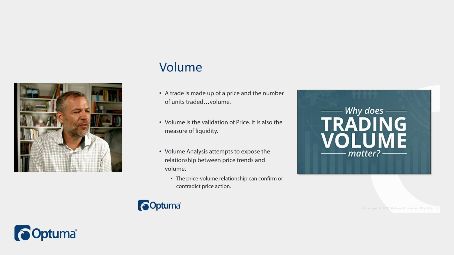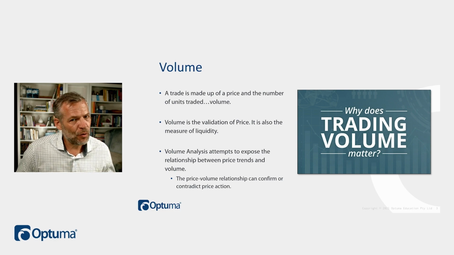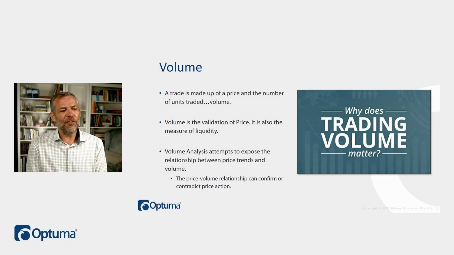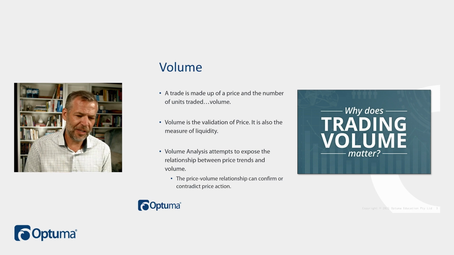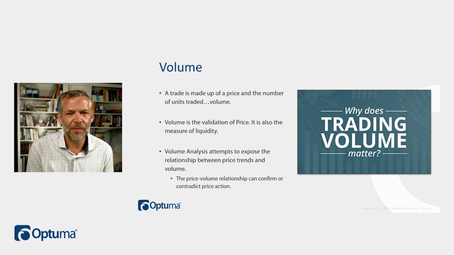Volume analysis attempts to expose the relationship between price trends and volume. Now, we know from Dow that when we have a primary trend, we expect volume to rise as that primary trend is establishing. It's one of the big ways that we can determine whether a reaction is a secondary trend or it's the start of a new primary trend. It's just all based down to volume and what we see volume doing. The price-volume relationship can confirm or contradict price action. So if we see that there's a secondary reaction, there's not much volume, we get an idea that, hey, this is just a reaction and we're going to wait for volume to participate again.